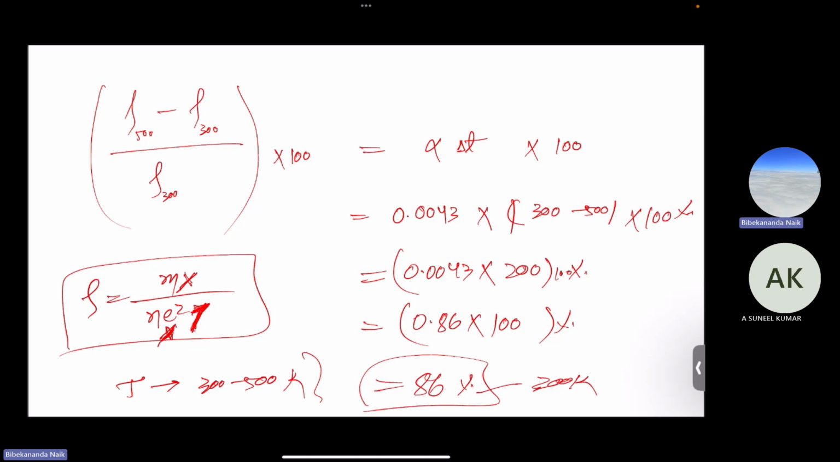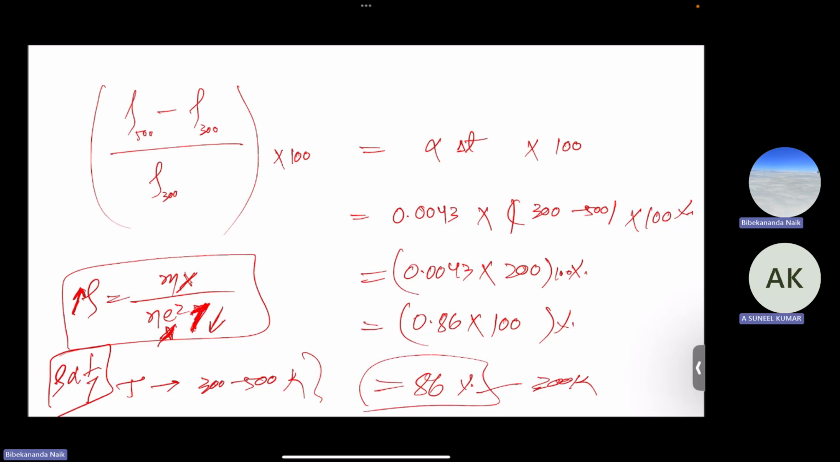That's why this tau is decreased, and since resistivity varies inversely as tau, as tau decreases, the resistivity increases. So with increasing temperature, for conductors only, the resistivity increases, or the conductivity decreases. You got it?